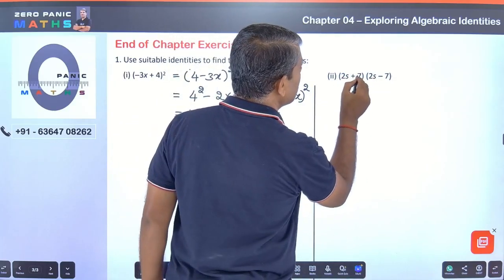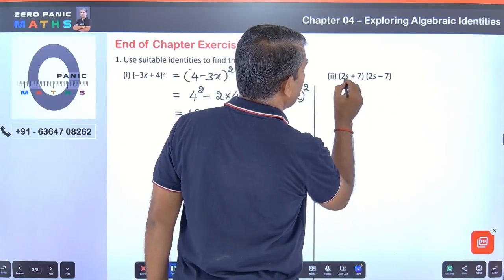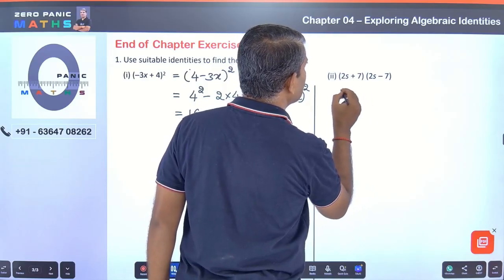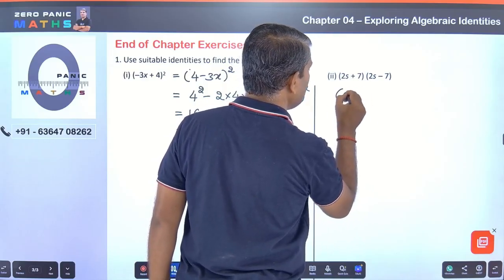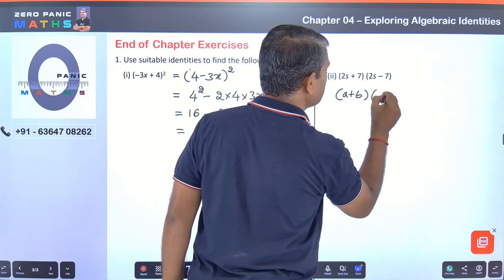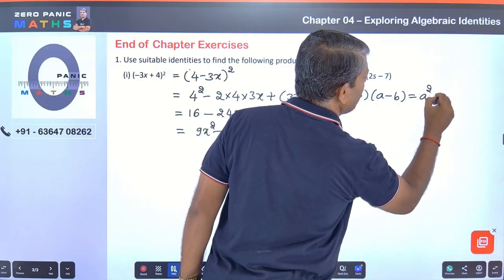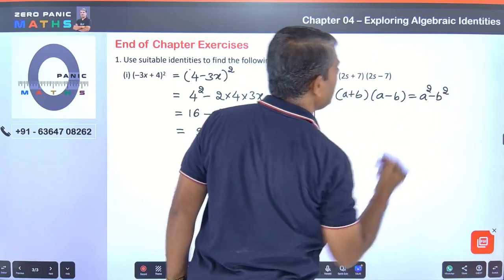It is a plus b and a minus b. A is 2s, b is 7. So you can write it as a plus b, a minus b, and what is the value of this? It is a square minus b square. This is the given identity.